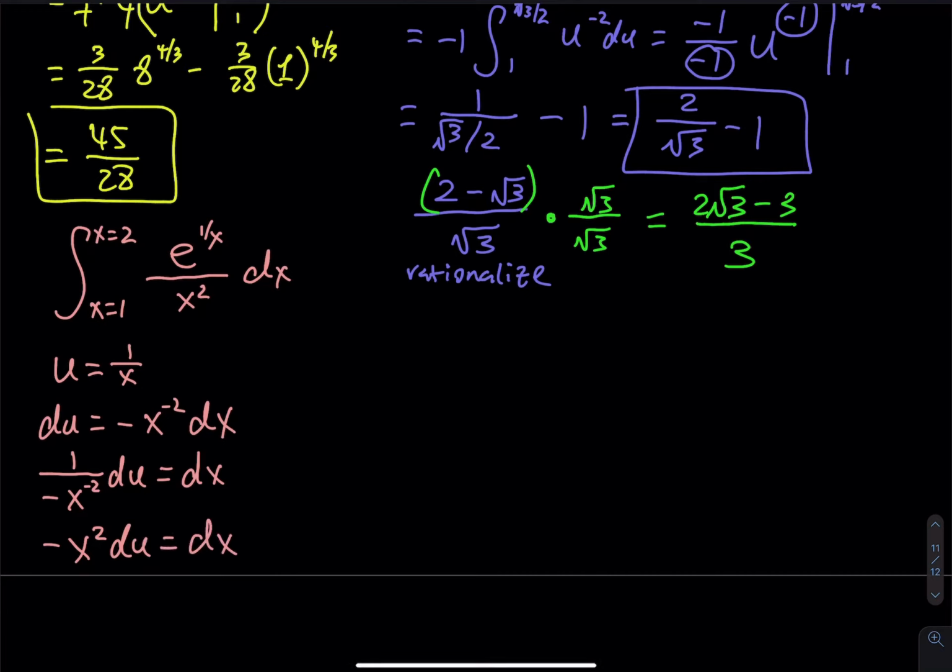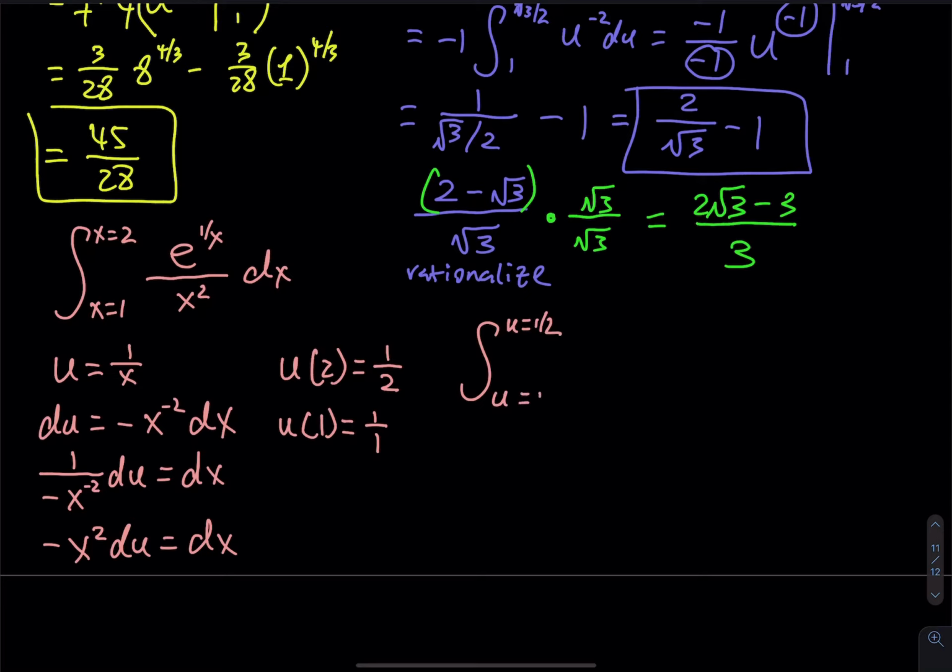On the other hand, u of 2 is 1 divided by 2, and u of 1 is 1 divided by 1. So overall, you have u equals 1/2, u equals 1. Take a look, the lower limit is greater than the upper limit. This is completely fine. You don't need to worry about it.